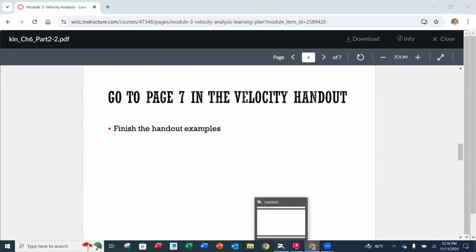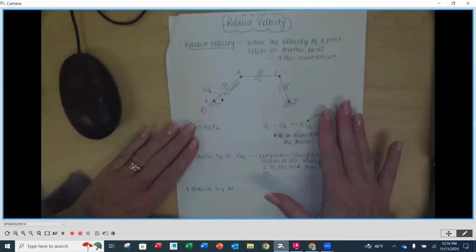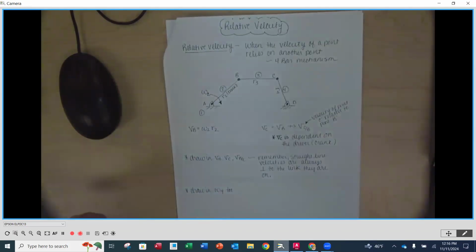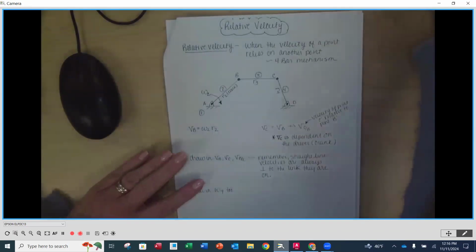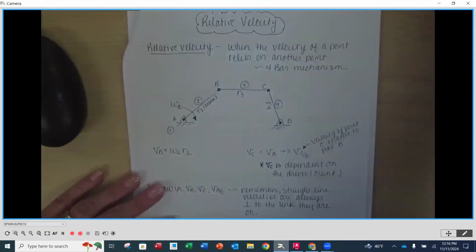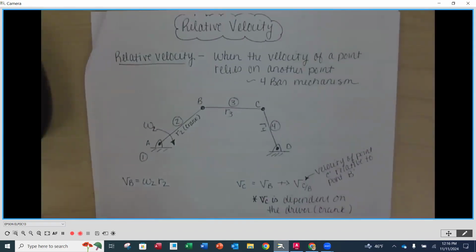So I'm gonna go underneath my camera, and you'll notice that this is the relative velocity portion. This is page 7 in our handout. Now, at the top here, it just redefines relative velocity. Relative velocity is when we need to find the velocity of something unknown that relies on a link like upstream as the input, okay?